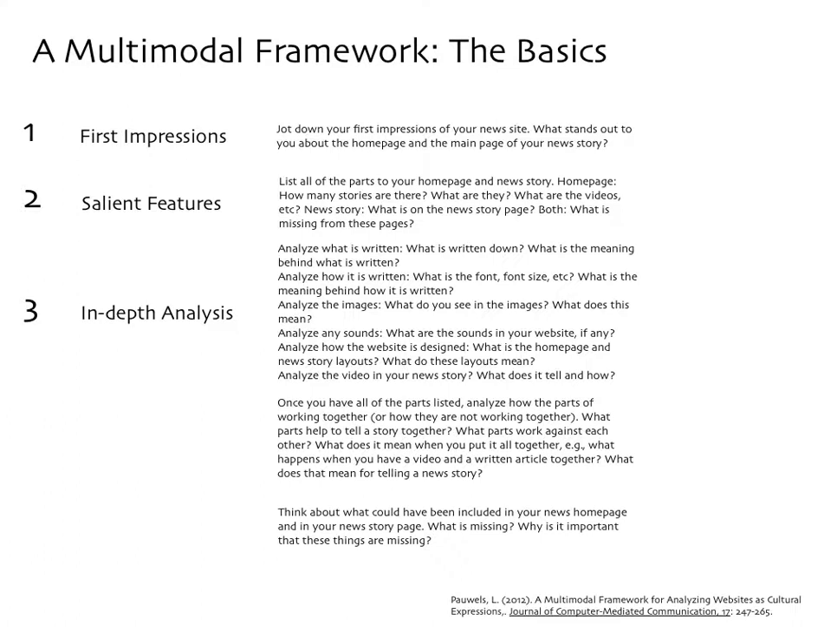Then once you've listed all of the parts, analyze them. How do they work together, or how do they not work together? Maybe the image on your article doesn't match at all the article itself. Or maybe it does. Maybe they're perfectly suited to each other. What does it all mean when you put it together? Then think about what's included in your news story and on your homepage, and then think about what's not included. Maybe it doesn't have very much information, for instance. You might expect there to be more information or more details, but there weren't. Or maybe there's a lot of details and you didn't expect that. So what's there and what's missing is the way to think about it.